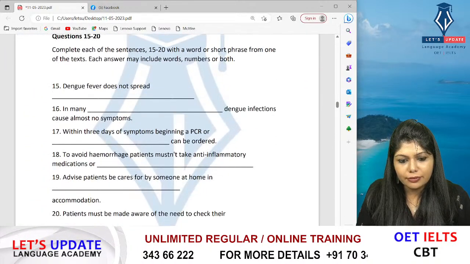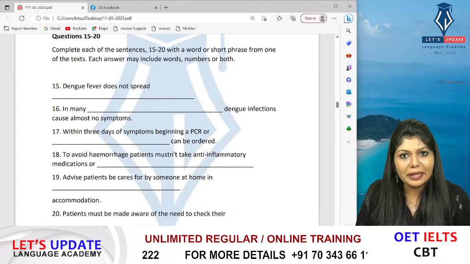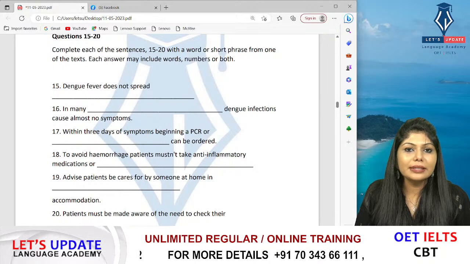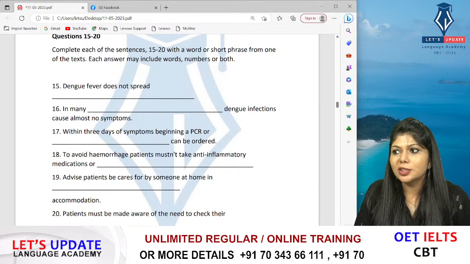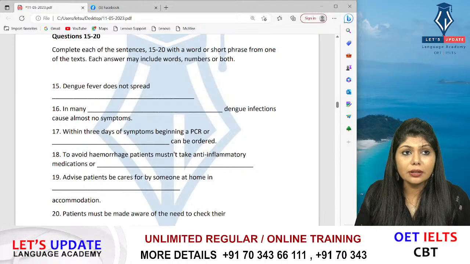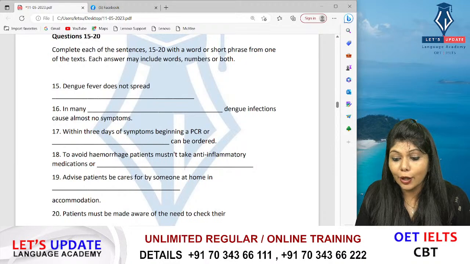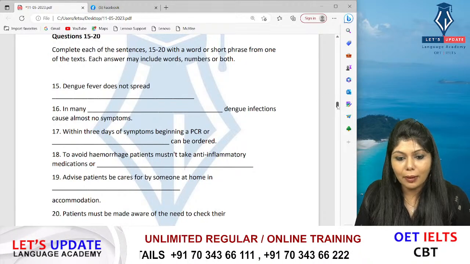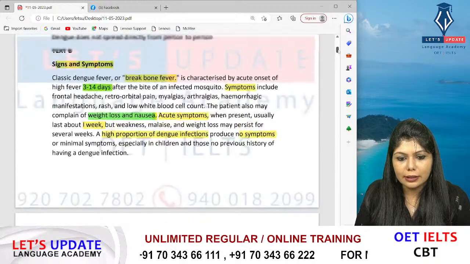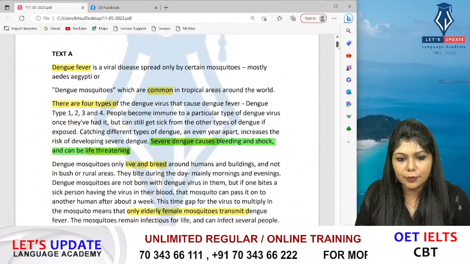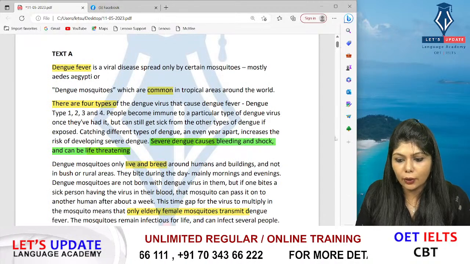Okay, so question number 15, dengue fever does not spread. Okay, it's about the spreading. Do you remember where we found this information about the spreading? It was in part A. Whether it spreads from human to human, or how it spreads from mosquito to human, etc. So all this information was from part A, if you remember. So I'll just bring text A up on the screen, and then you can locate this information.